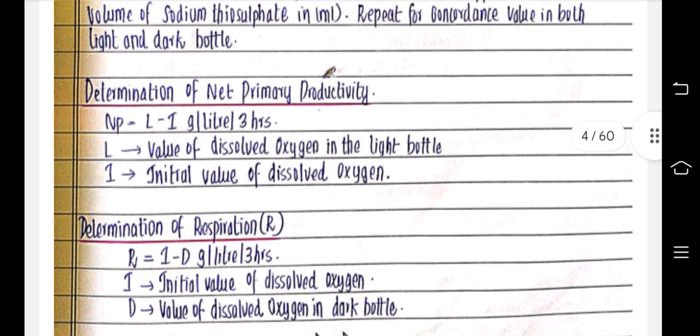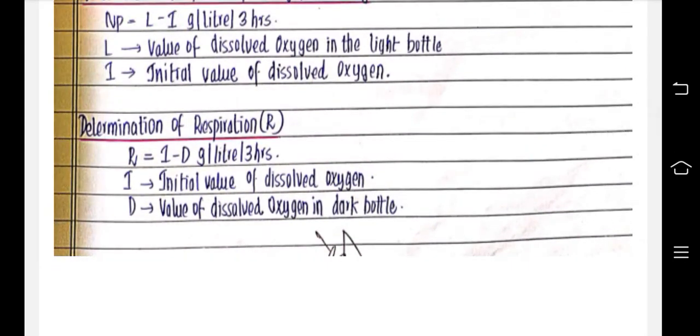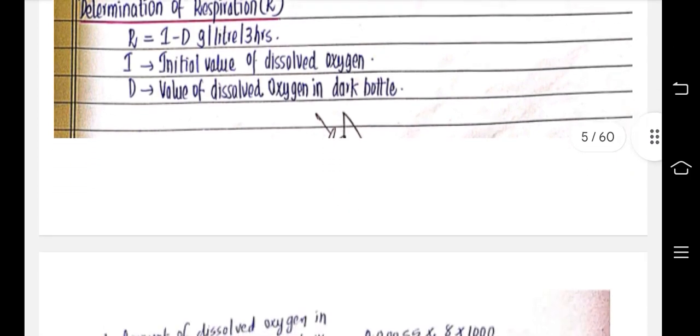Determination of net primary productivity: NPP = L minus I, in grams per liter per 3 hours, where L is the value of dissolved oxygen in the light bottle and I is the initial value of dissolved oxygen. Then determination of respiration: R = I minus D, in grams per liter, where I is the initial value of dissolved oxygen and D is the value of dissolved oxygen in the dark bottle.